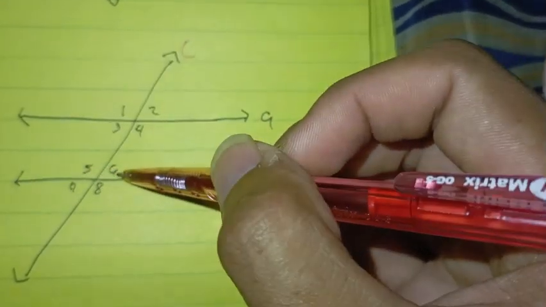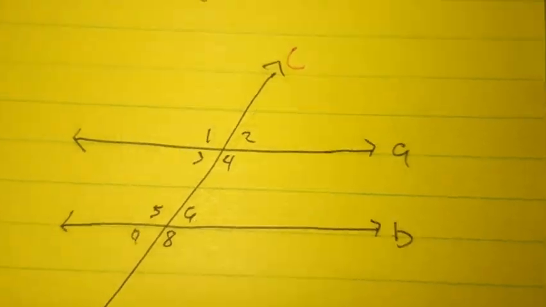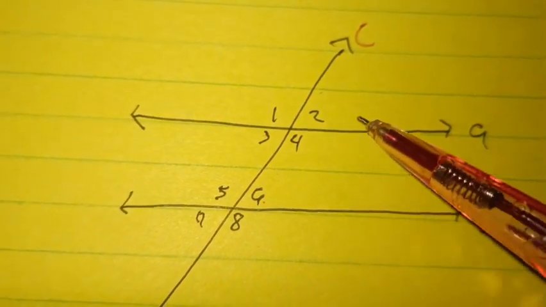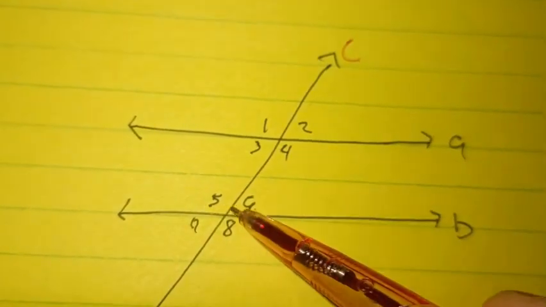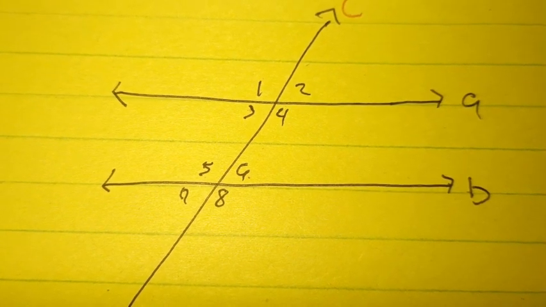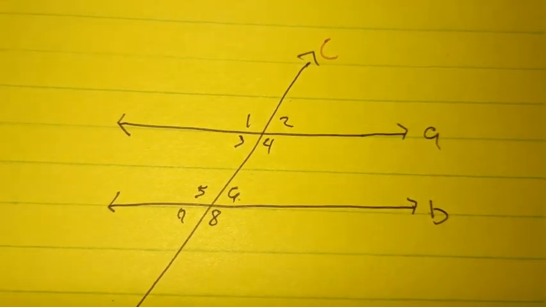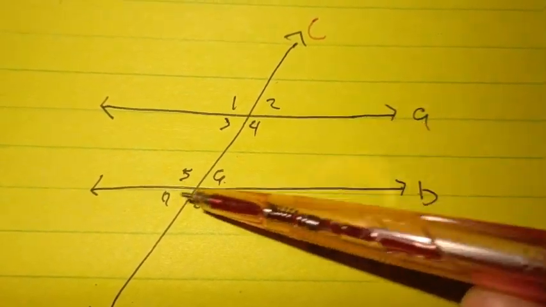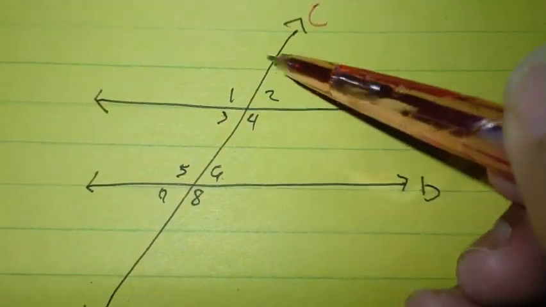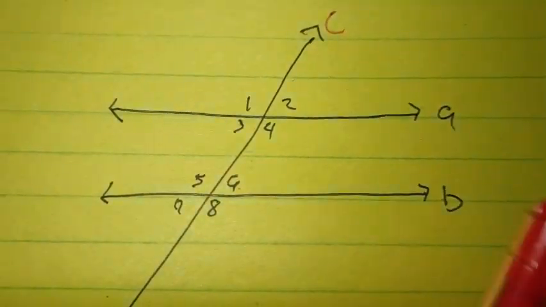Angles 3, 4, 5, 6 are known as the interior angles. When you think of the word interior, it means it's inside. So these four angles, 3, 4, 5, 6, are inside the parallel lines, or between the parallel lines. Angles 1, 2, 7, and 8 are known as the exterior. The exterior is the opposite of the interior. Exterior means outside, so they're outside the two parallel lines.